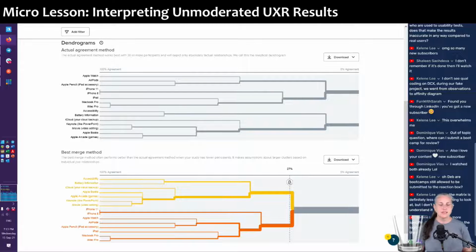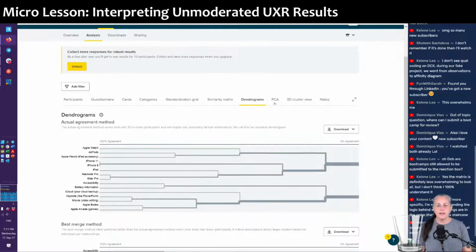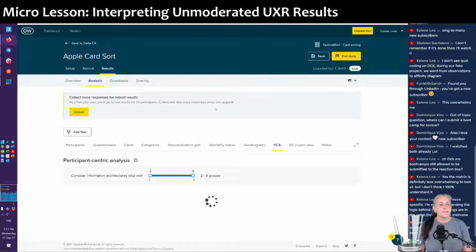So here you can see another visualization of where things tended to be grouped together, and if they kind of met up later through people's groupings of things with other things. Because again, a card sort ultimately is about organizing and grouping things. So these are dendrograms. Again, totally up to you whether or not this feels like it makes sense or if it's overwhelming. Next, we have participant-centric analysis.